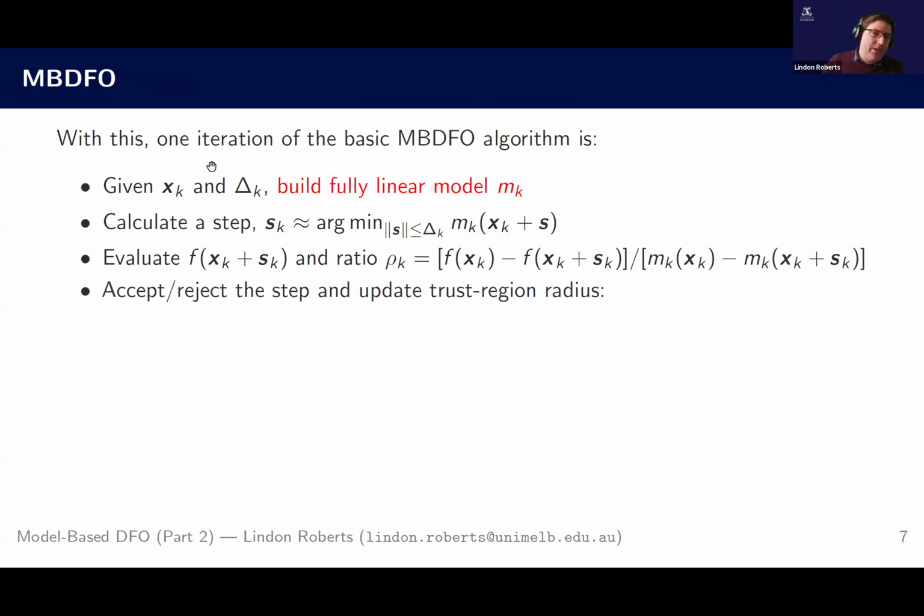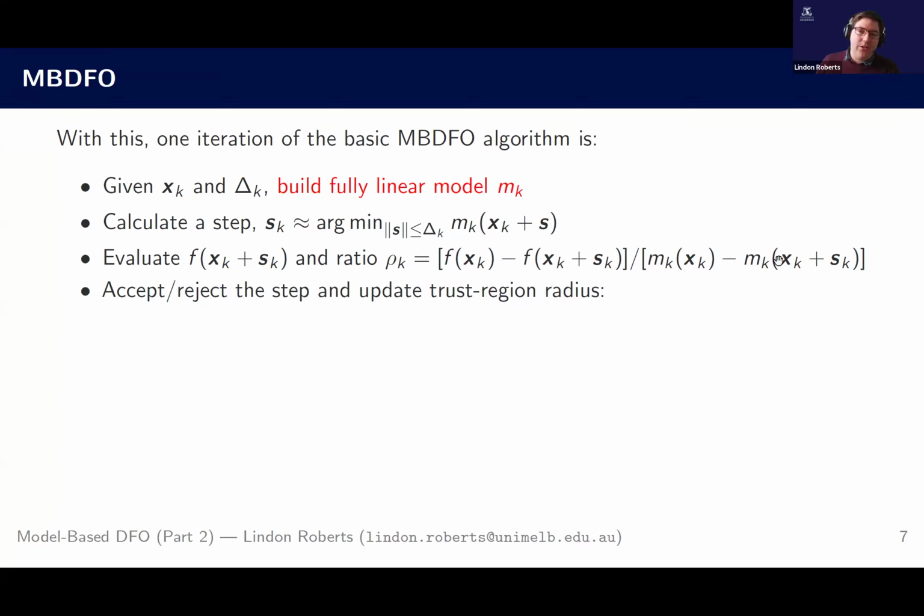So with all this context, this is what a basic model-based algorithm looks like, at one iteration of it. We're given our current iterate x_k, our current radius delta, and somehow we're going to build a fully linear model, probably quadratic. We're then going to calculate our step. So we're going to minimize our model inside the ball of radius delta, at least approximately, to get our step. We're going to evaluate our function at the new iterate and construct this trust region ratio that measures how much did we decrease the function versus how much did we expect the function to go down based on the model.